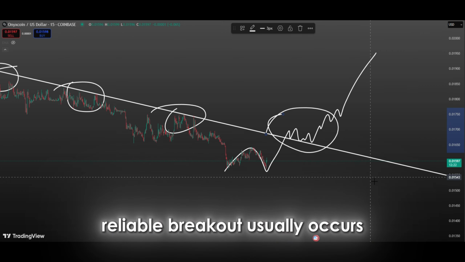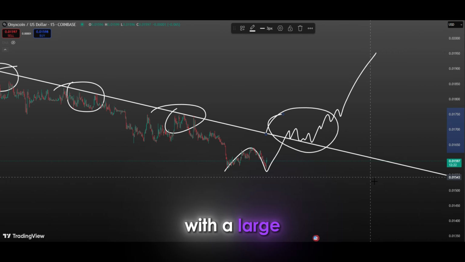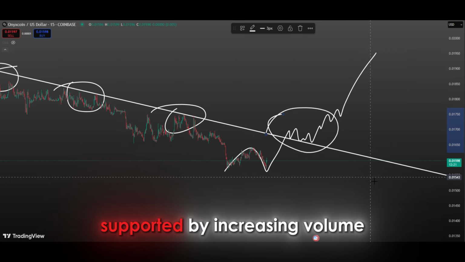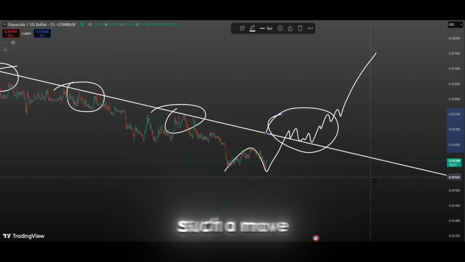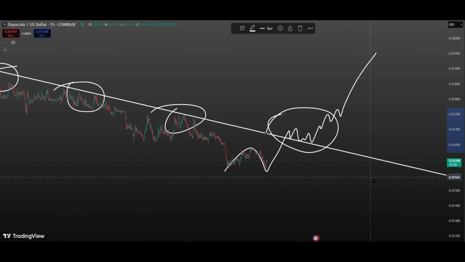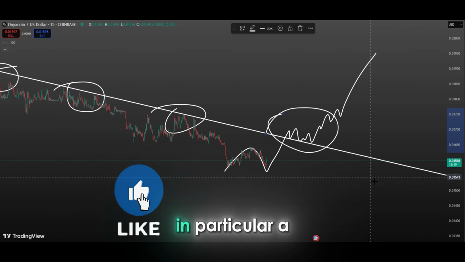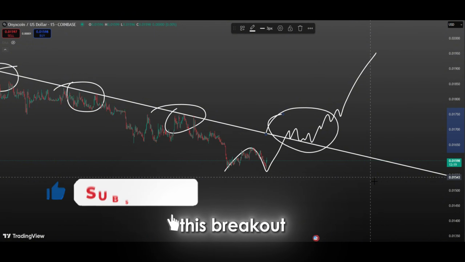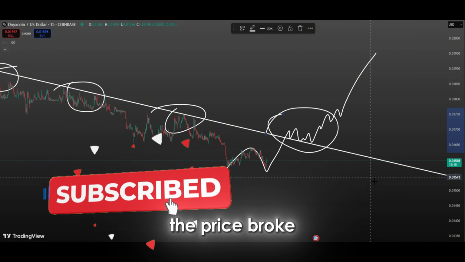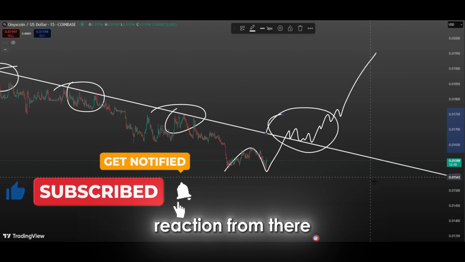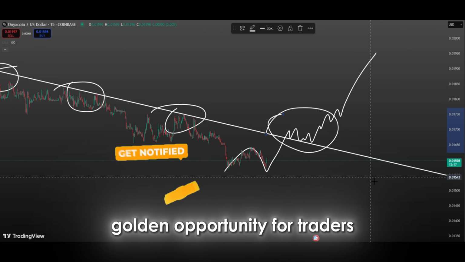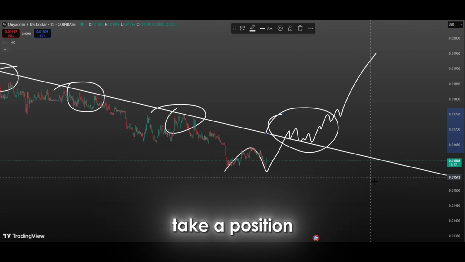A true and reliable breakout usually occurs with a large and strong candle, supported by increasing volume. Such a move suggests to traders that the downtrend has ended and a new uptrend may begin. This creates trading opportunities in terms of technical analysis. In particular, a retest move after this breakout, that is a return to the trend line that the price broke, and an upward reaction from there can create a golden opportunity for traders who want to take a position.